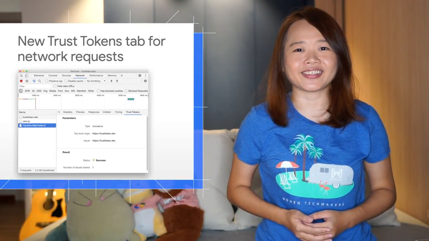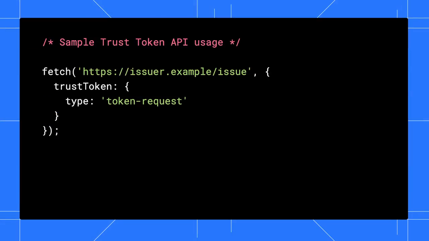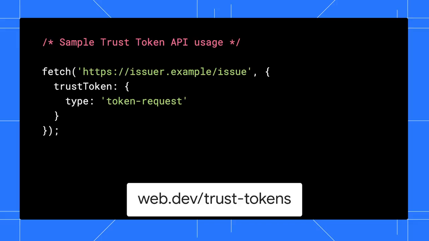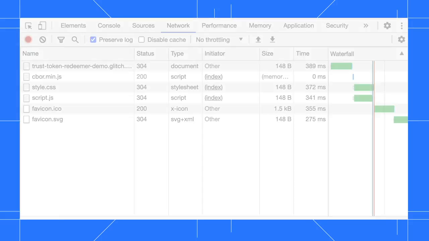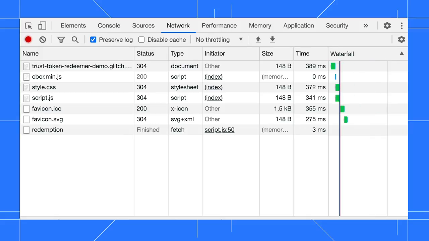Use the new Trust Tokens tab to inspect the Trust Token network requests. Trust Token is a new API to help combat fraud and distinguish bots from real humans without passive tracking. Learn how to get started with Trust Tokens in web.dev/trusttokens.